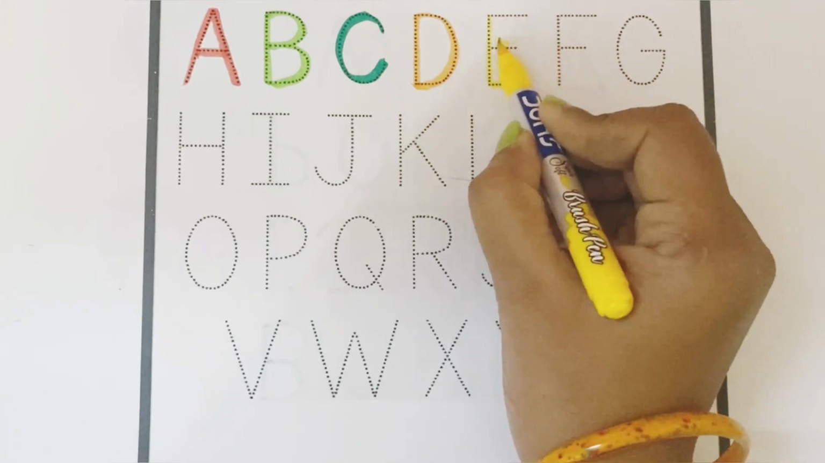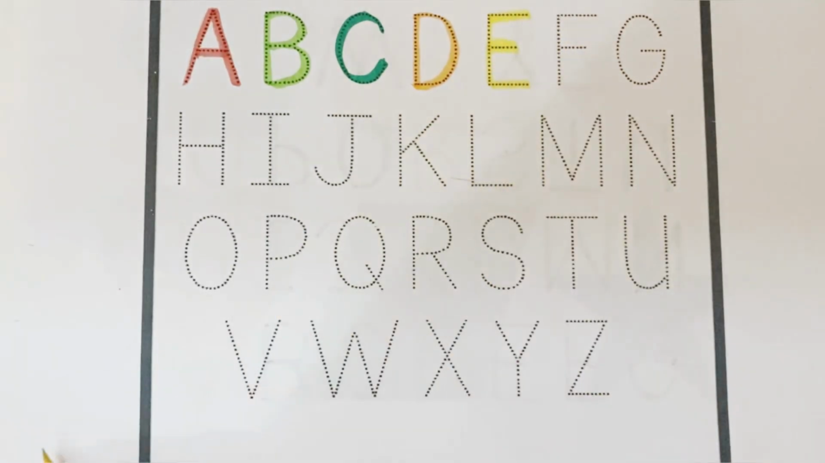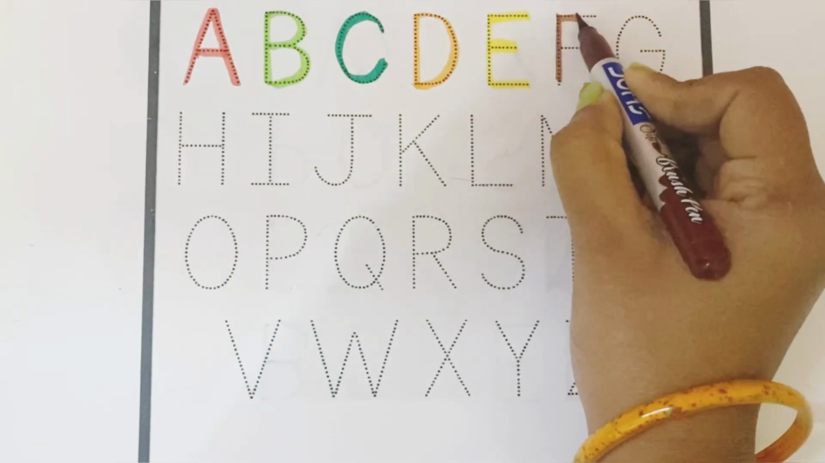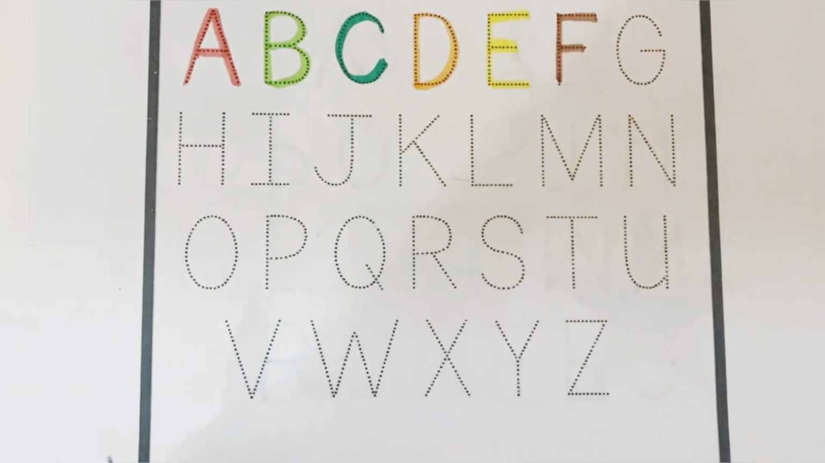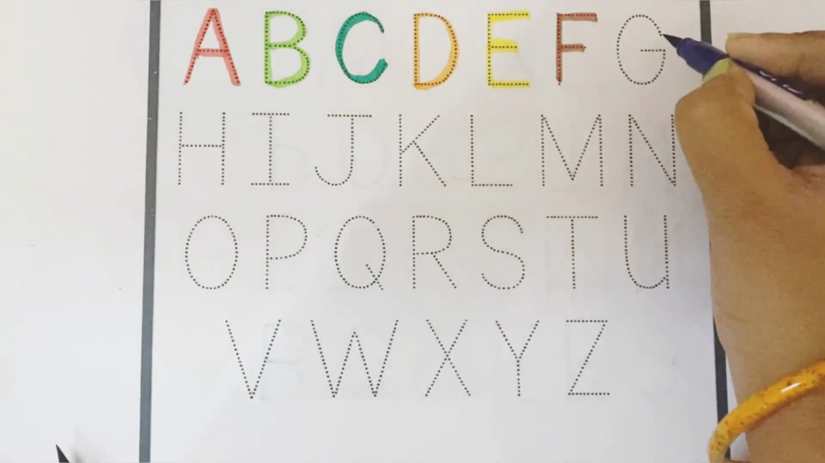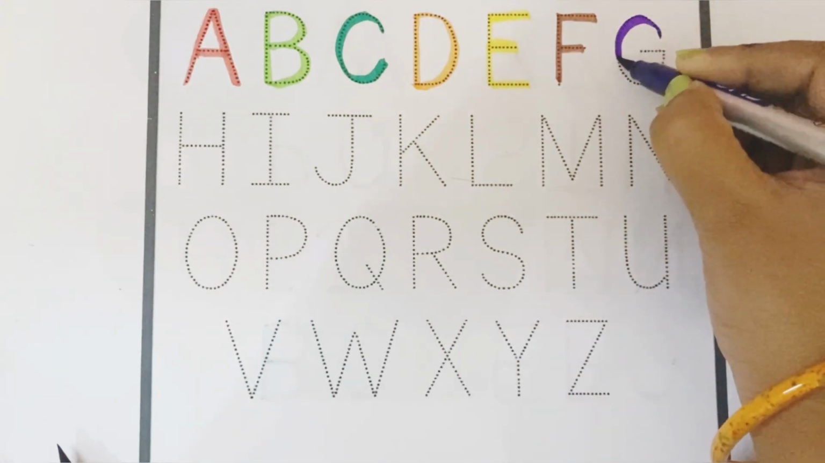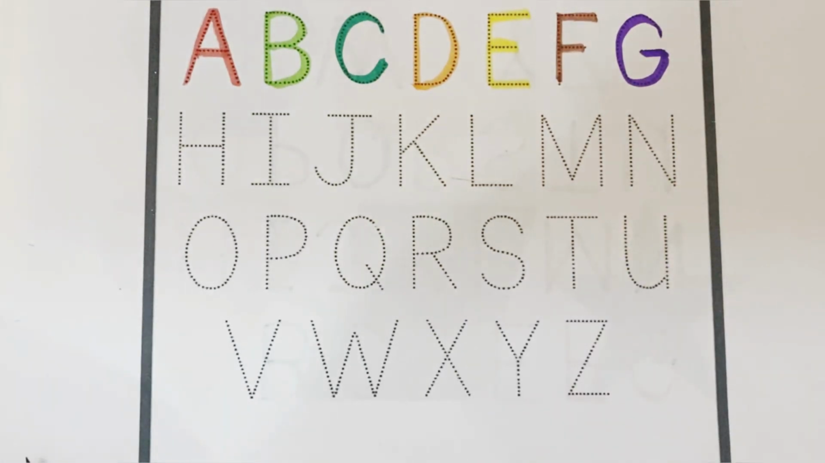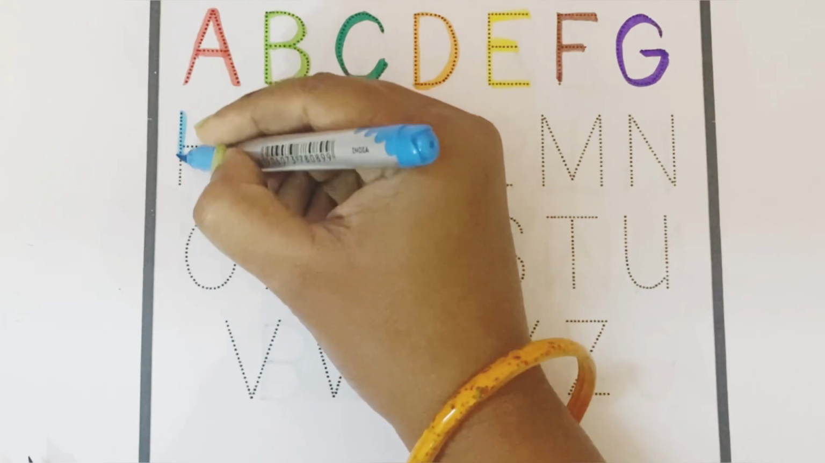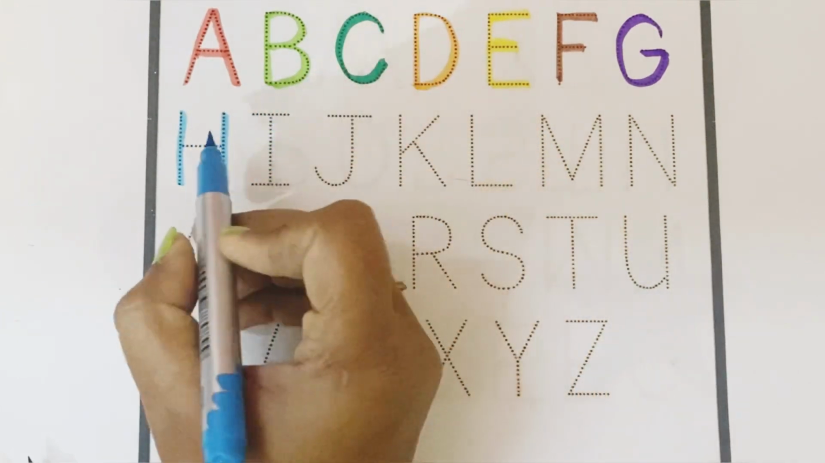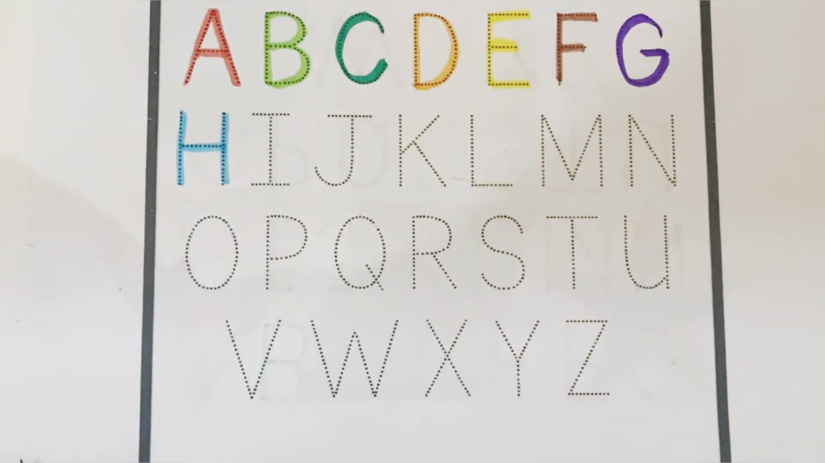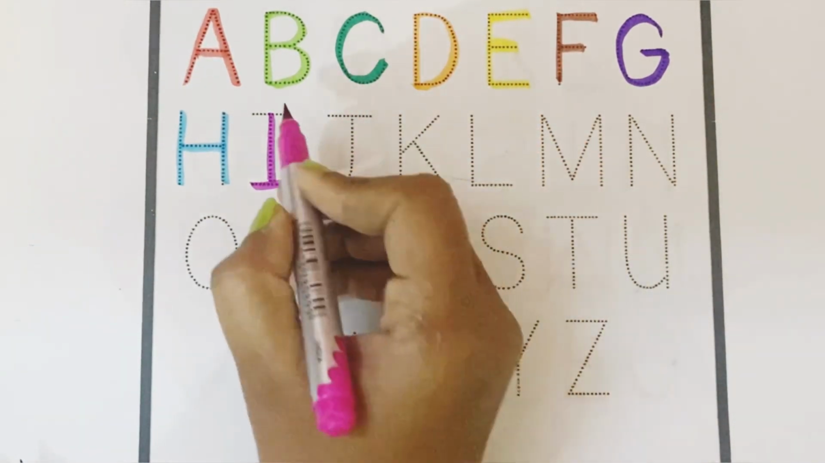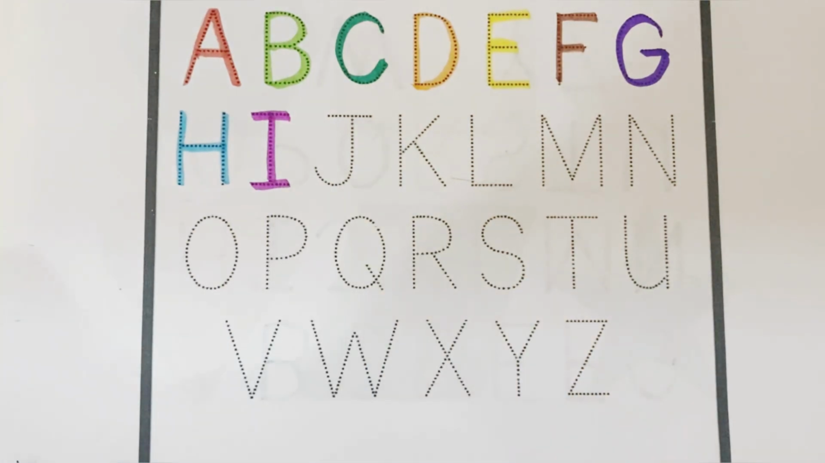Elephant, E for elephant. F for fish, F for fish. G for grapes, G for grapes. H for hen, H for hen. I for ice cream, I for ice cream.